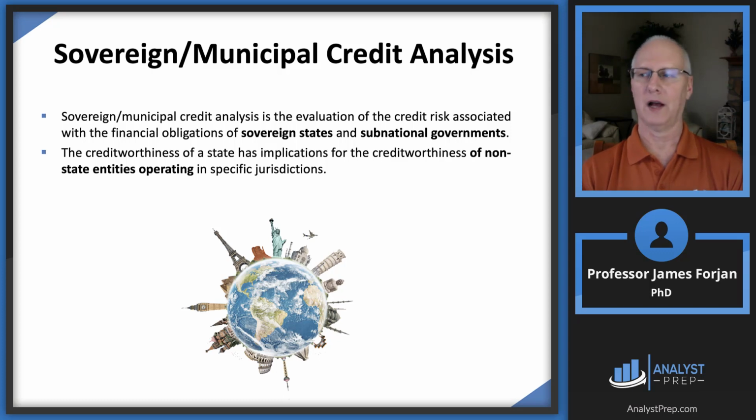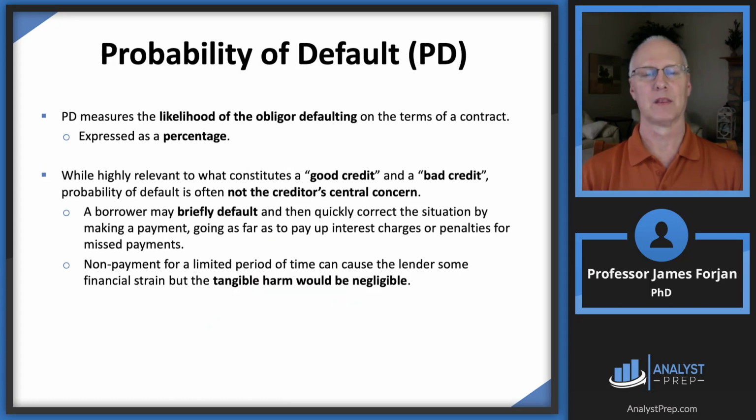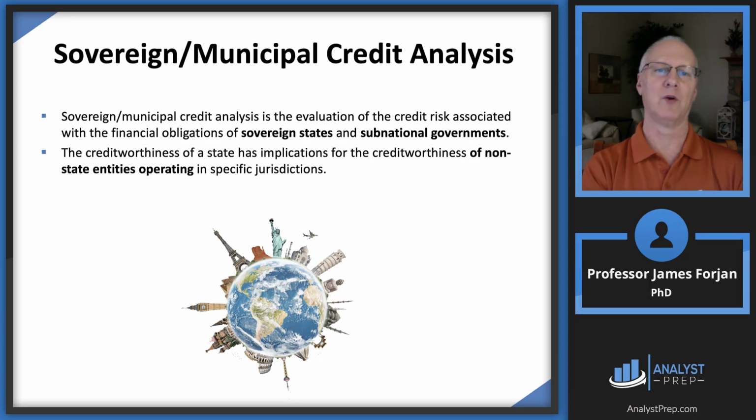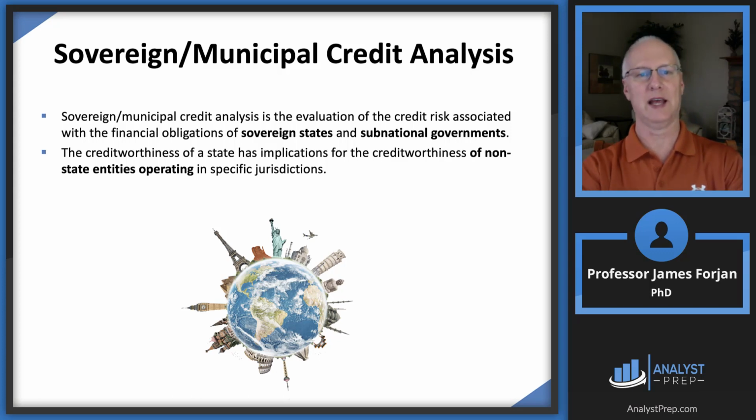How about if a government shows up at the financial institution's door and says, "Hey, I'd like to borrow some money." So we have municipalities that want to borrow money, and we have federal agencies and federal governments who want to borrow money. And so, the credit worthiness of a state, let's say, has implications for the credit worthiness of those non-state entities operating in specific jurisdictions. So everything we've discussed before applies. But now we need to look at the specific economy inside of that municipality or province or whatever that sovereign entity is.